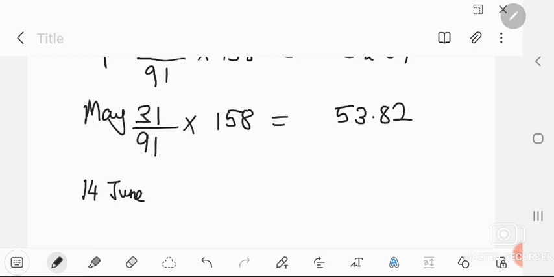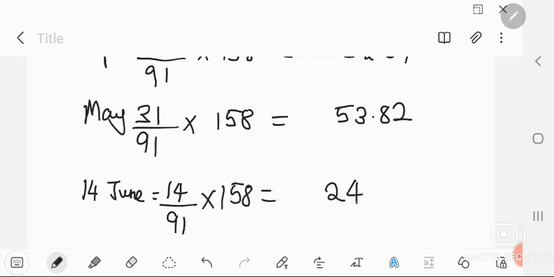You cannot just say for the entire June. Okay, if you want, you can just say for June. It's the same thing, but in your mind, you know it's just for 14 days. So in June, just for 14 days there, over 91 times 158 gives you 24.31. So this is the month on month.